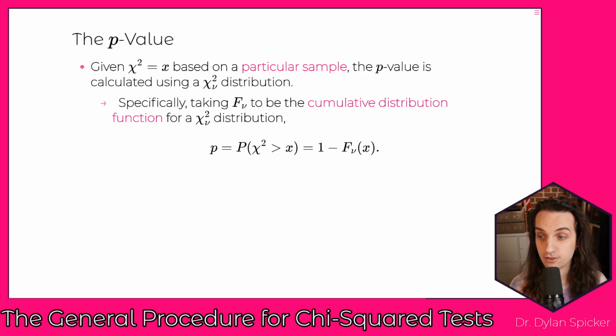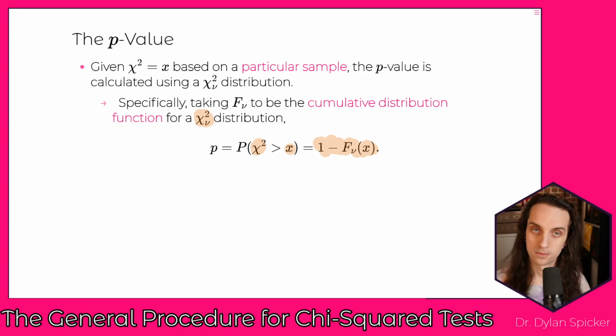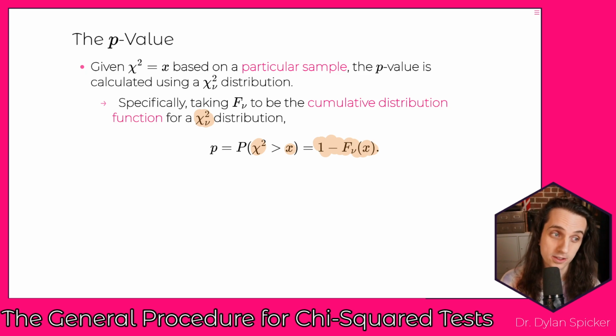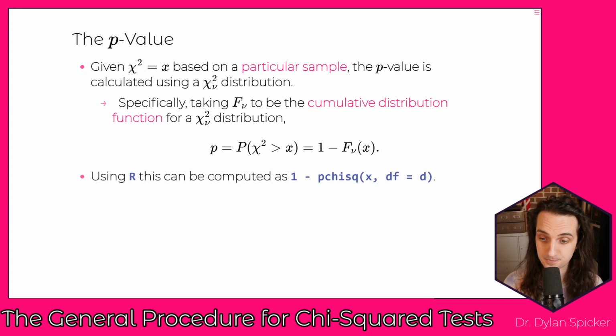So if we take F nu to be the cumulative distribution function for our chi-squared distribution, then the p-value is going to be the probability that the chi-squared test statistic, which follows this chi-squared nu distribution, is greater than what we've observed, which is 1 minus the CDF here. Right? And so our p-value is going to be a 1 tail, and it's specifically going to be the upper tail in our chi-squared test. Right? And this will always hold no matter what hypothesis we're thinking about here.